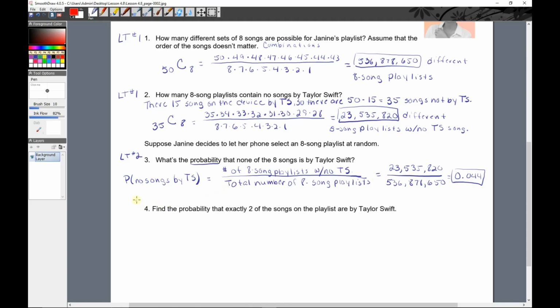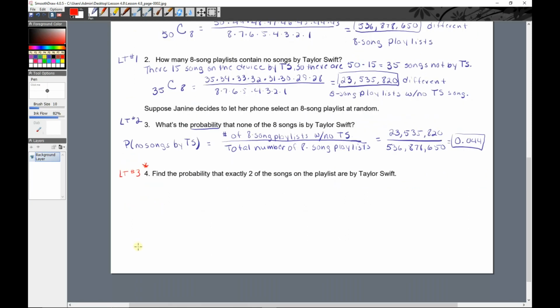All right, I'm going to put a little star on number 4. This is learning target number 3. Okay, and I changed it to red because this is kind of red alert. It says find the probability that exactly 2 of the songs on the playlist are by Taylor Swift. Now what we're going to do is set up like a multiplication counting principle, where one thing we're going to multiply are just the Taylor Swift songs, and we're going to multiply that to the rest of the artists.